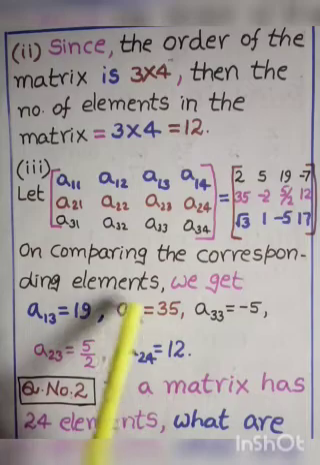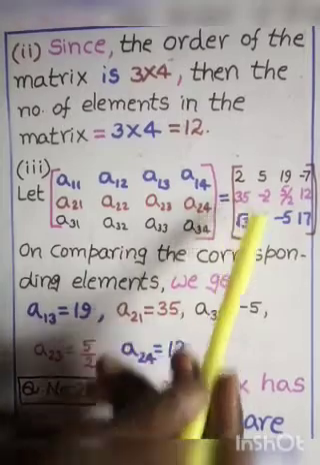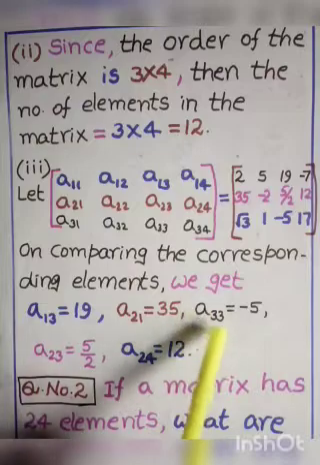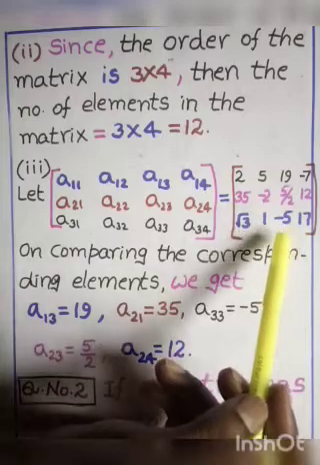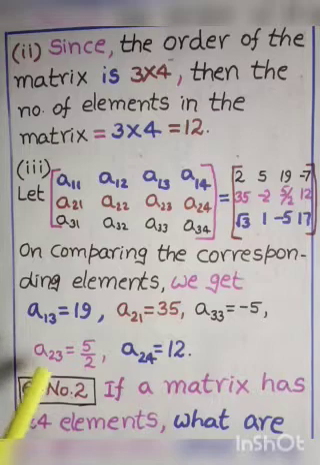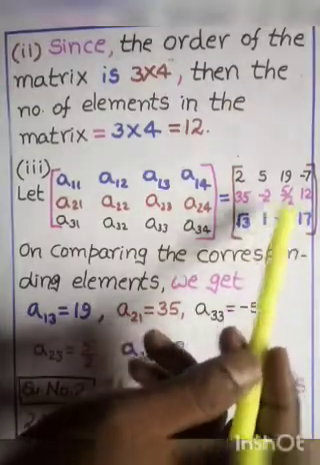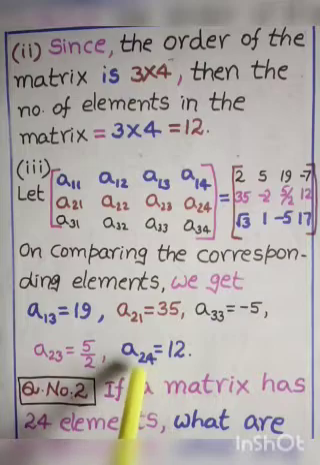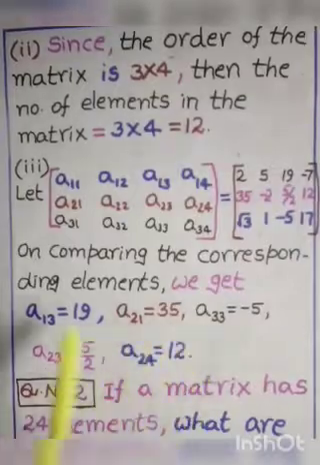A21. What does this element denote? Second row, first element. What is the second row, first element? 35. So A21 is equal to 35. A33. What is the position of this element? Third row, third element. What is the third row, third element? Minus 5. Therefore, A33 is equal to minus 5. Similarly, A23 denotes the second row, third element. It is nothing but 5 by 2. And similarly, A24 denotes second row, fourth element. What is that? 12. Understood, my dear children?